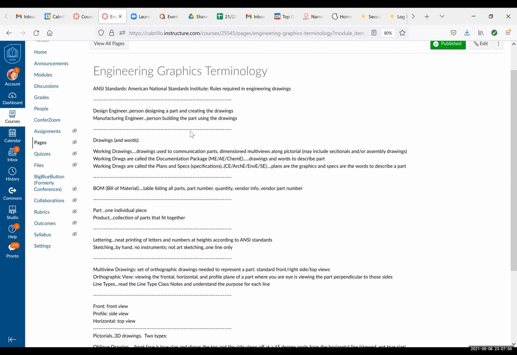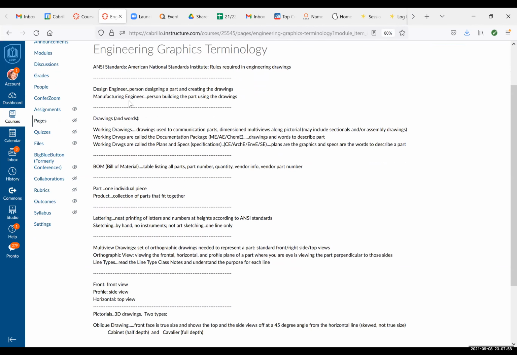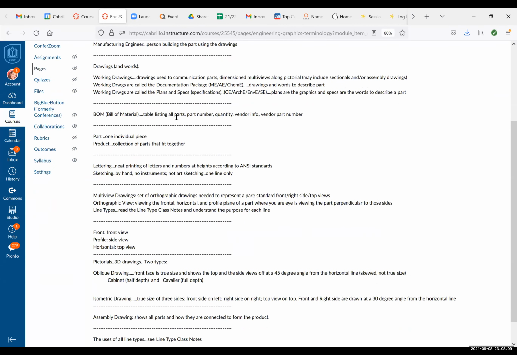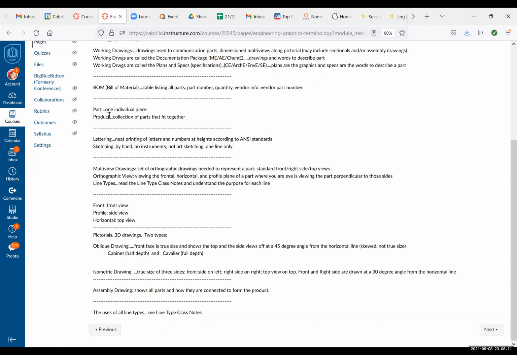ANSI standards, we mentioned, design versus manufacturing engineers, working drawings, documentation packages. We'll talk more about this when we get into our big design project. Bill of materials you already made, product, part, lettering and sketching, multi-views, orthographic views, front, profile, side, and now we're talking about pictorials.